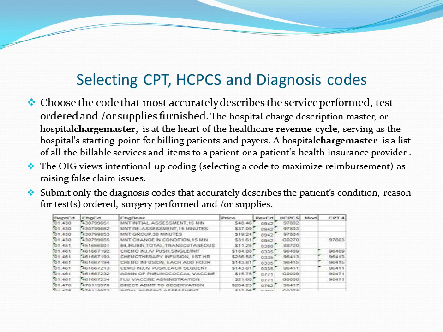The OIG views intentional upcoding, that is selecting a code to maximize reimbursement, as raising false claim issues. Submit only the diagnosis code that accurately describes the patient's condition, reason for tests ordered, surgery performed, and or supplies. And I do have a picture of what the chargemaster looks like. It includes the department, the charge code, the charge description, the price, the revenue code associated with that CPT code, the modifier if any, and the CPT-4 code.